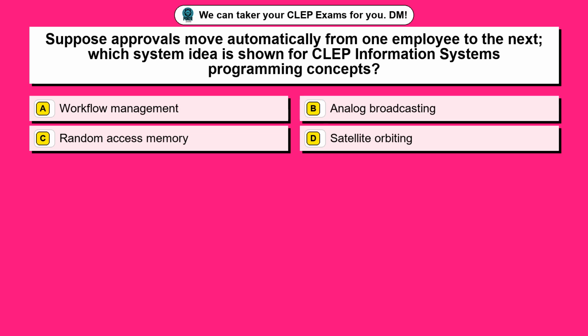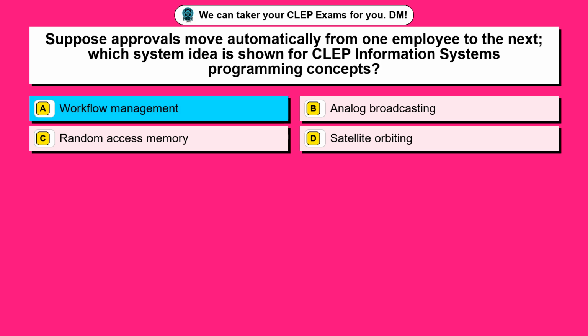Question 19. Suppose approvals move automatically from one employee to the next. Which system idea is shown for CLEP Information Systems programming concepts? Option A. Workflow management. Option B. Analog broadcasting. Option C. Random access memory. Option D. Satellite orbiting. The correct answer is option A.